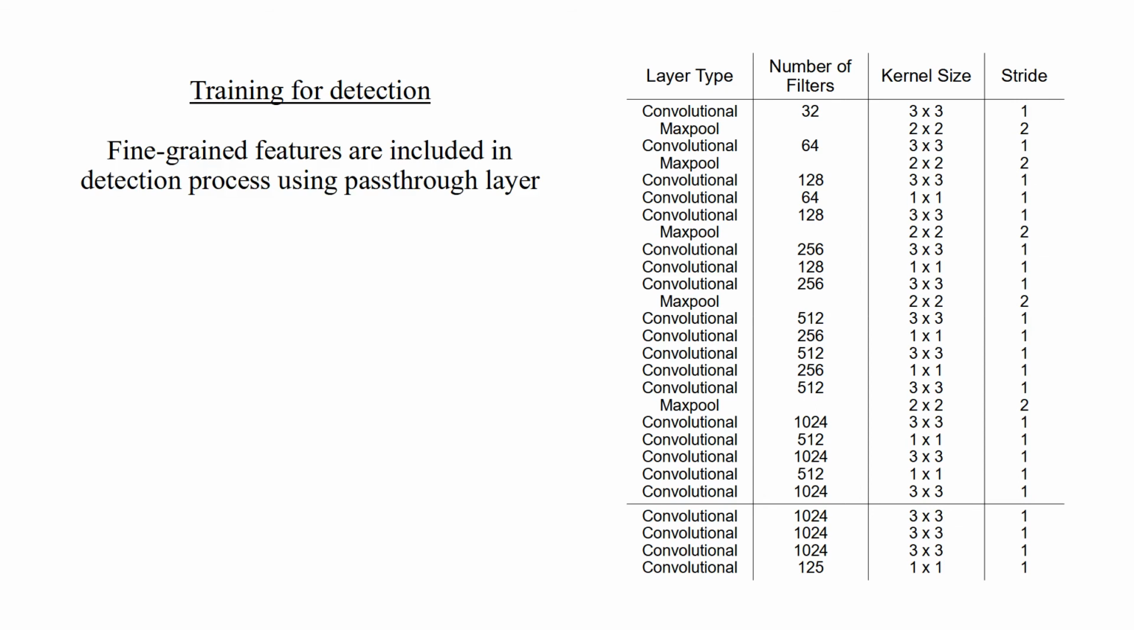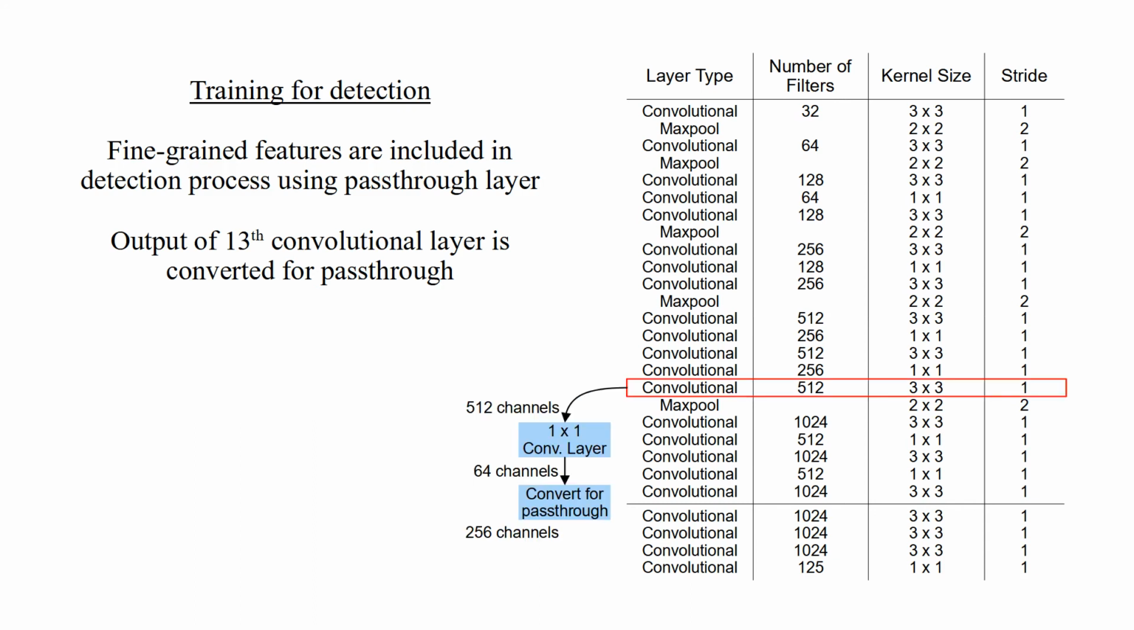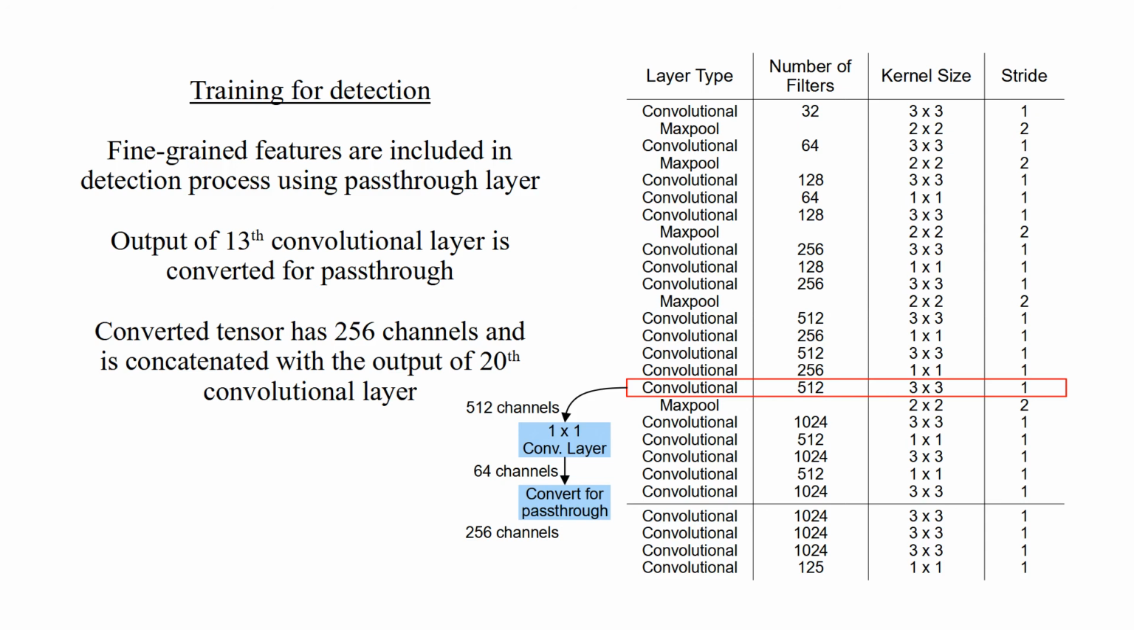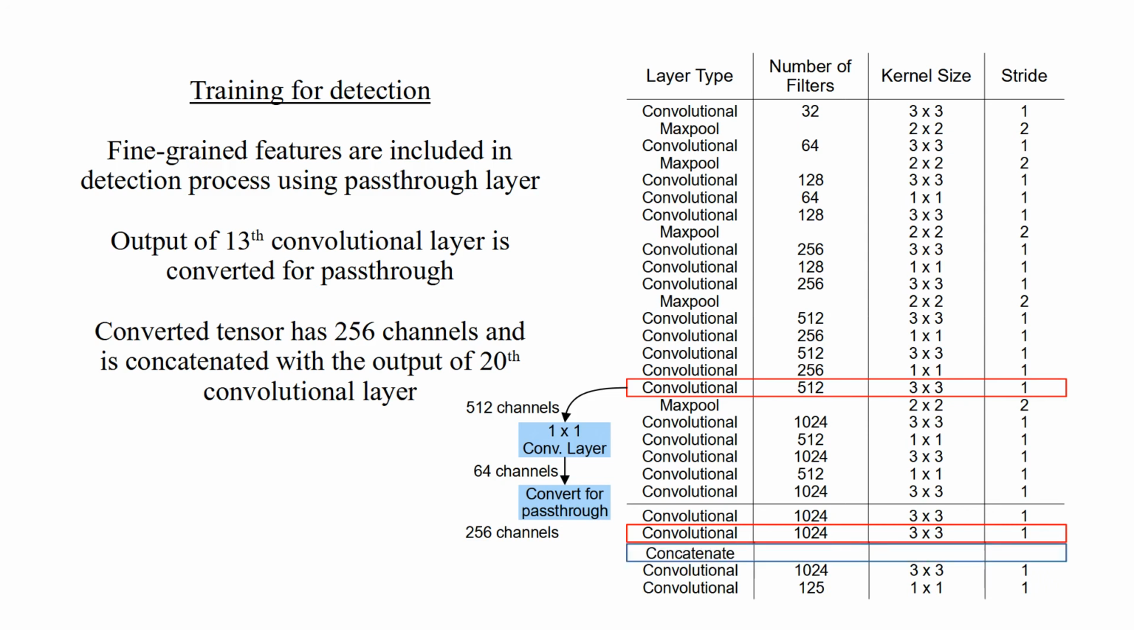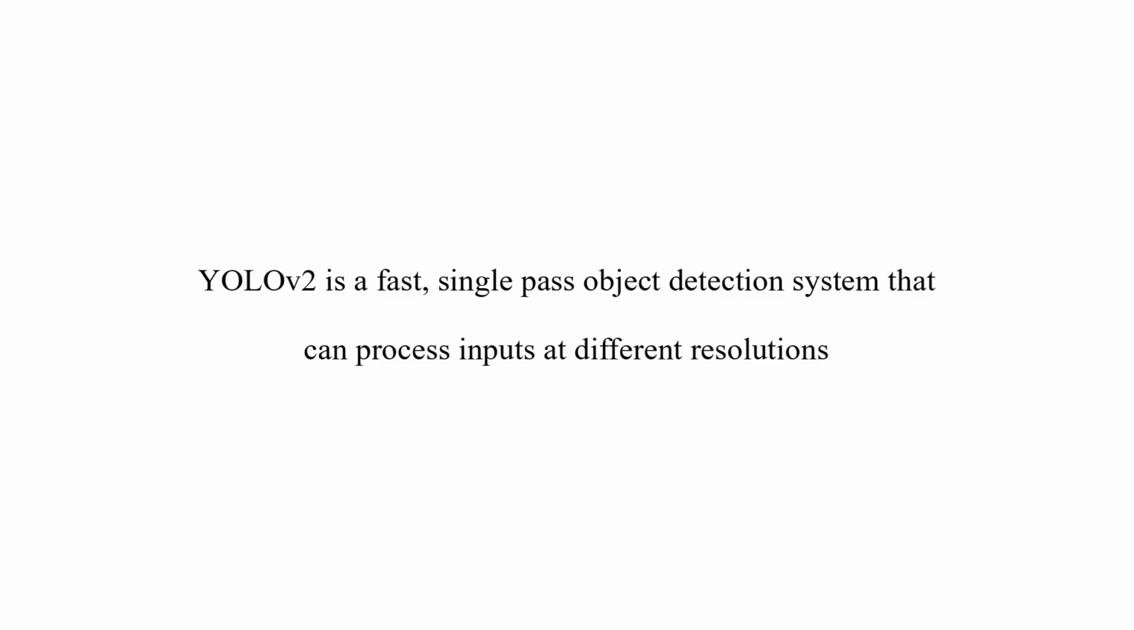Fine-grained features are included in detection process using passthrough layer. Output of 13th convolutional layer is converted for passthrough. Converted tensor has 256 channels and is concatenated with the output of 20th convolutional layer. This final network is trained for 160 epochs. YOLO version 2 is a fast, single-pass object detection system that can process inputs at different resolutions.